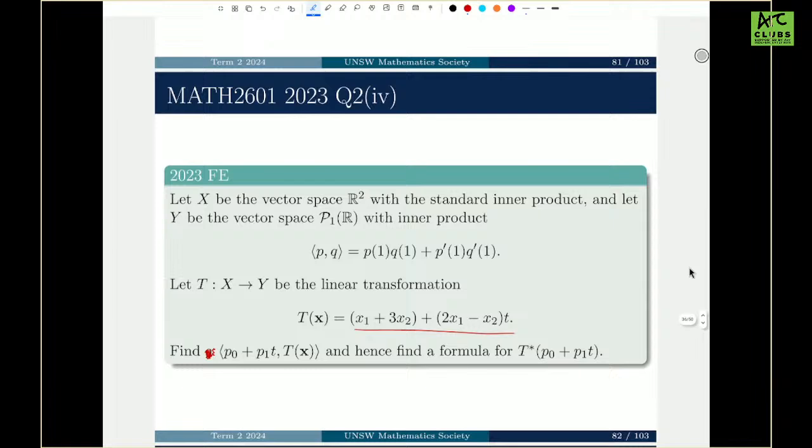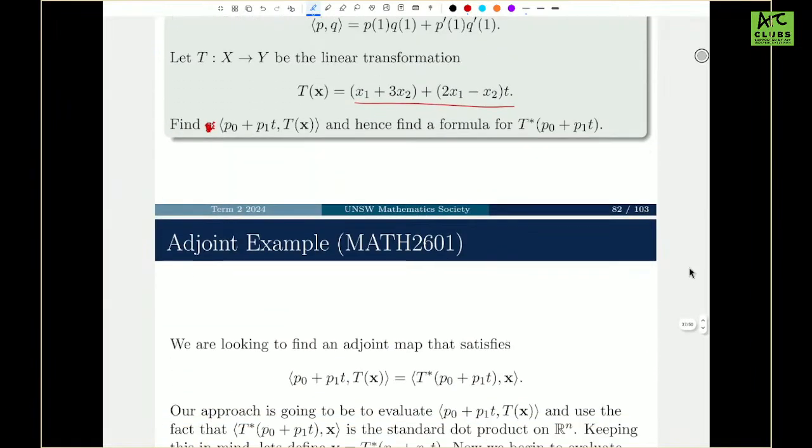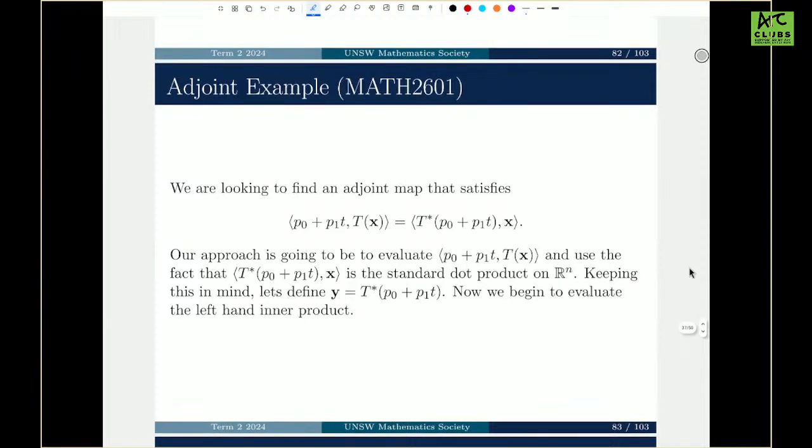This question is quite daunting. There's a lot here, so we want to come in with a strategy. This is our game plan. We're trying to find an adjoint map that satisfies the definition of the adjoint. Notice that this is the inner product over P1, and this is just the standard dot product over R2. So if we can calculate what this thing here is, and get it in the form of the dot product, with a little bit of rearranging, that'll give us precisely what this is.